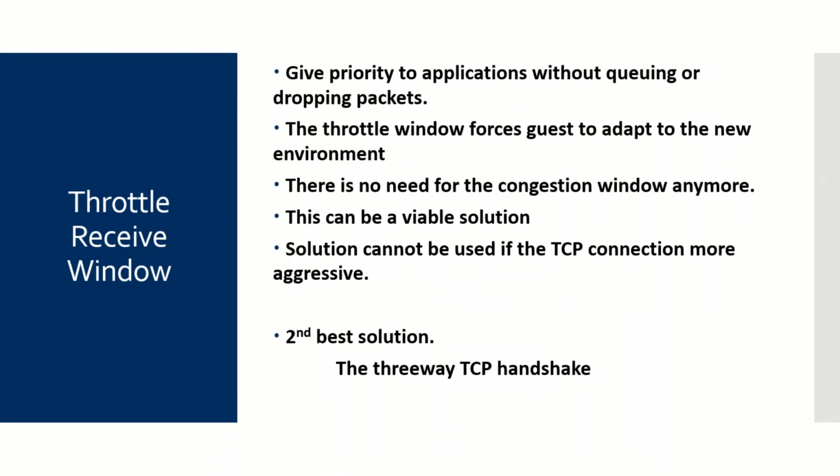By throttling traffic using the TCP receive window, we can give priority to certain applications without queuing or dropping packets in the network. The throttle window will make the guest adapt to the new environment by gradually decreasing the window while monitoring the connection state. However, since the receive window throttles traffic, we do not need the congestion window anymore.